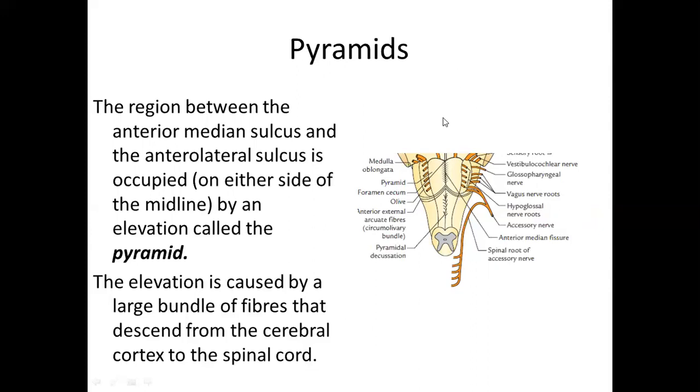Now the corticopontine fibers will end in the pons, right? Then the corticospinal fibers will traverse through the pons. They will assemble over here in the pyramids and then they will decussate. Over here you can see these fibers. This is the pyramidal decussation, the crossing of the pyramidal or corticospinal fibers.